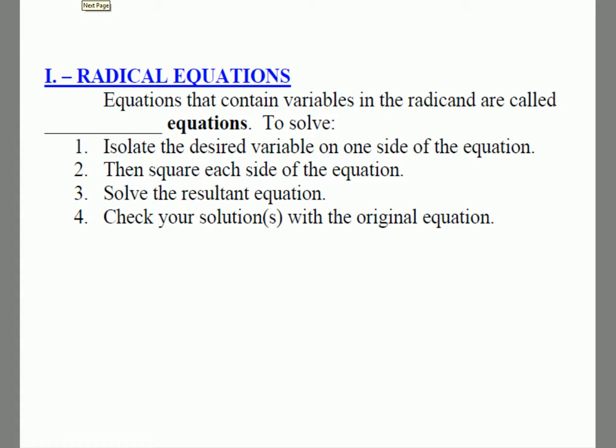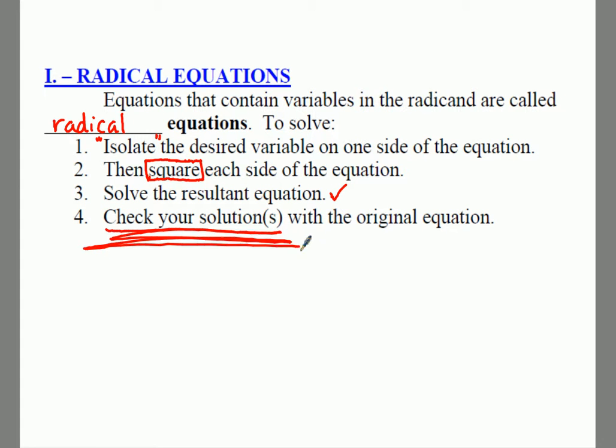Whenever you have an equation that contains a variable in the radicand, these are called radical equations. In order to solve, you have to isolate. That means you get something all by itself on one side of the equation. Once you do that, you're going to have to square each side of the equation. Remember, squaring gets rid of a square root. You're going to solve the resultant equation, and then you always check your solution.